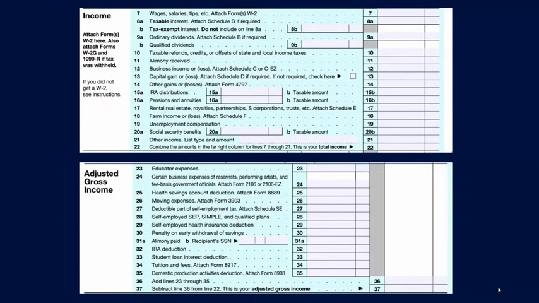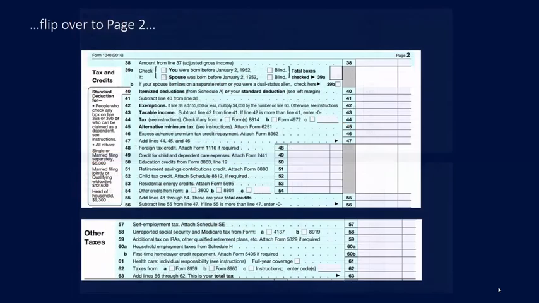Next, lines 7 through 22 cover our income, and then on line 22 is where we calculate our total income. Next section is what we call the adjusted gross income, or AGI, and we come up with a total of our AGI on line 37. Flipping over to page 2, the next section is tax and credits. Line 38 is simply a regurgitation of line 37, the adjusted gross income.